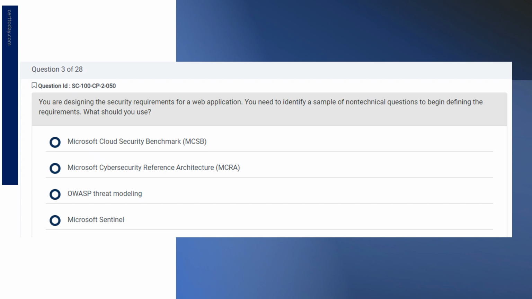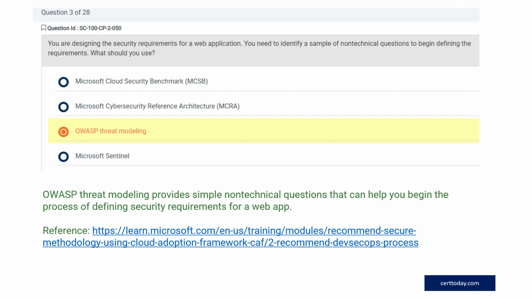Question 3. You are designing the security requirements for a web application. You need to identify a sample of non-technical questions to begin defining the requirements. What should you use? OWASP threat modeling provides simple non-technical questions that can help you begin the process of defining security requirements for a web app.